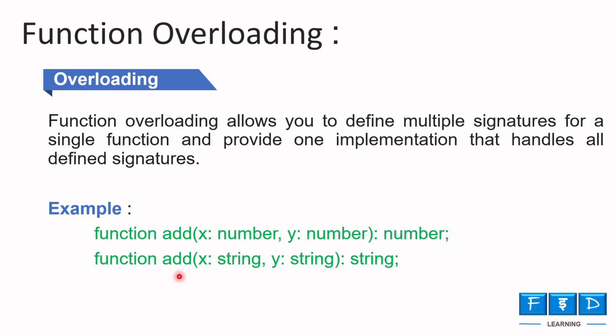And the second example is also for the add function, but here we are passing parameters x and y with a different data type, string, and this function will return a value of type string, and this is called an overloaded signature. So this overloaded signature enables us to provide different implementations of a function based on the arguments passed in. So function overloading allows us to define multiple function signatures with the same name but different parameter types. So this is all about the theory of TypeScript functions.